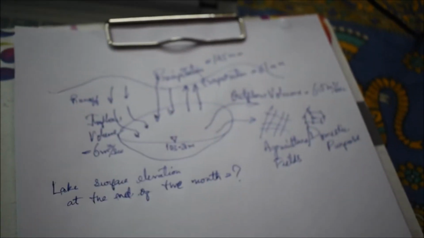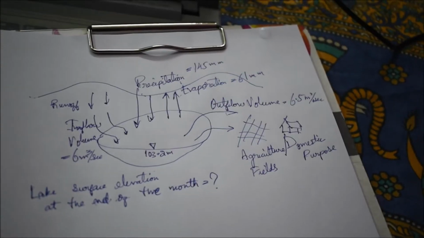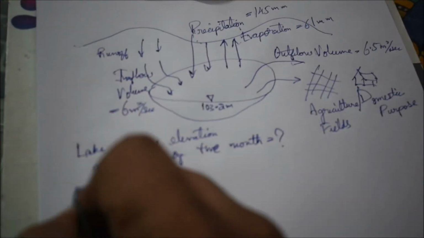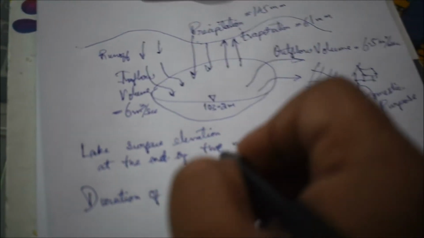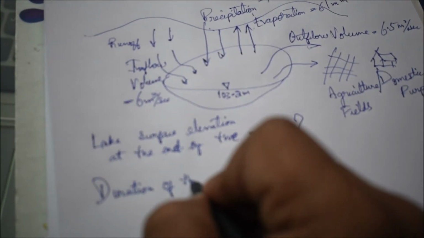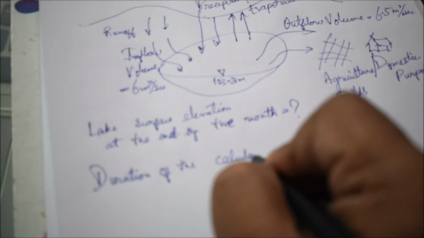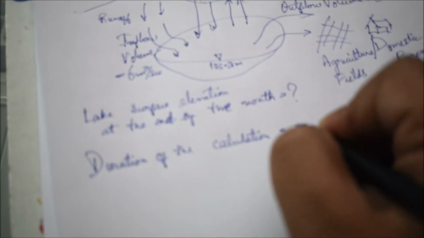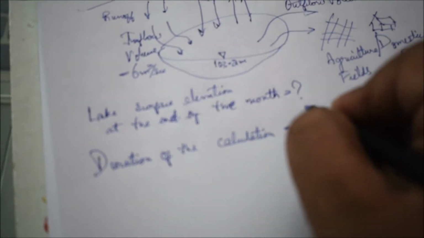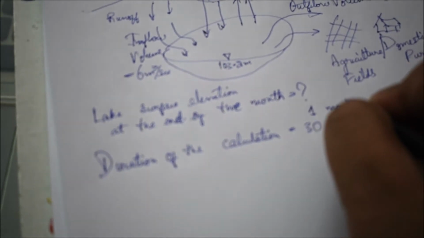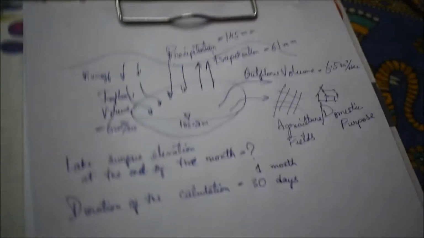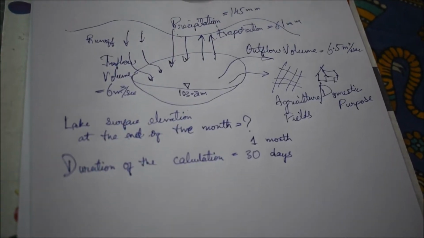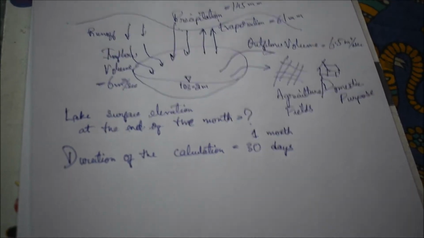Whereas the data which is being given or provided in this problem is pertaining to the start of the month, which means that the duration of the calculation should be over 30 days. Correct, no? That is 1 month or 30 days. So we have to calculate the water surface elevation after a month. That means after a period of 30 days.